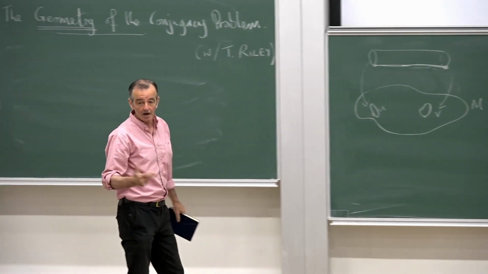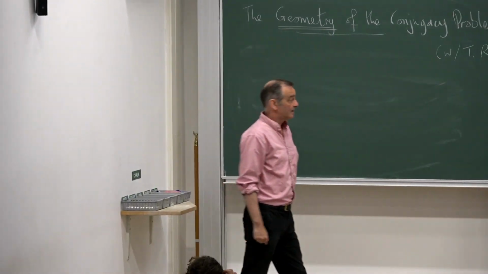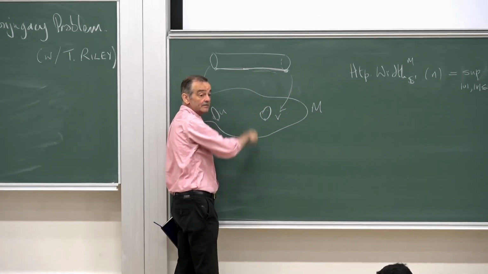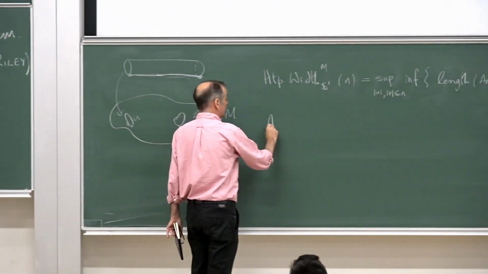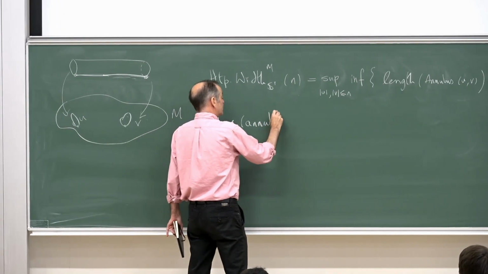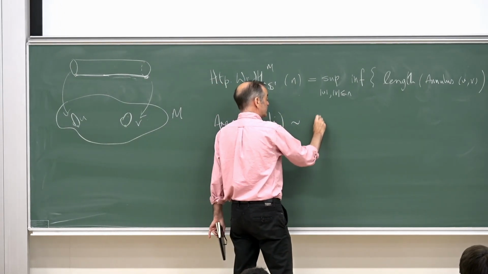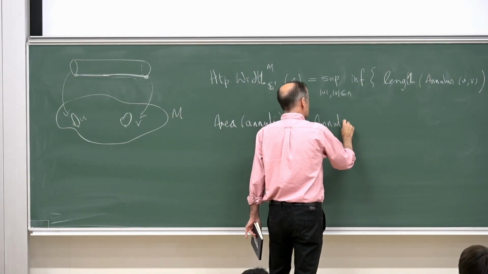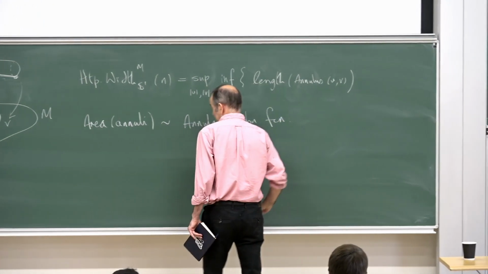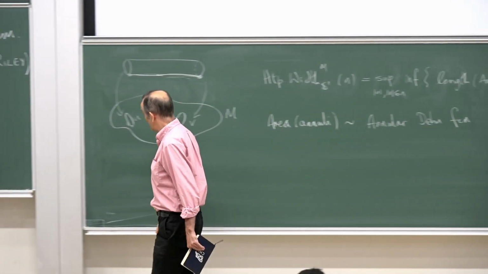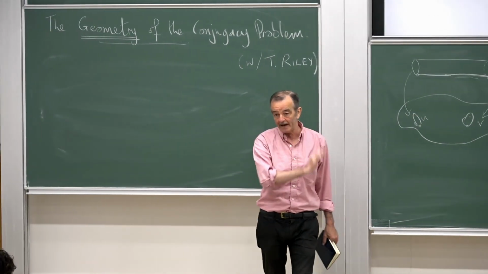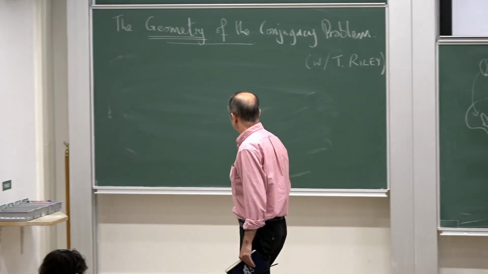Now that's not the only thing you can do. Instead of looking at the length of the annulus, you might discuss the area of the annulus. If you instead discuss the area of annuli, that will give you something which we call the annular Dehn function, which I'm not going to talk about today, but which you can also study and has interesting properties. But that's basically what I'm interested in, the geometry of annuli in manifolds.